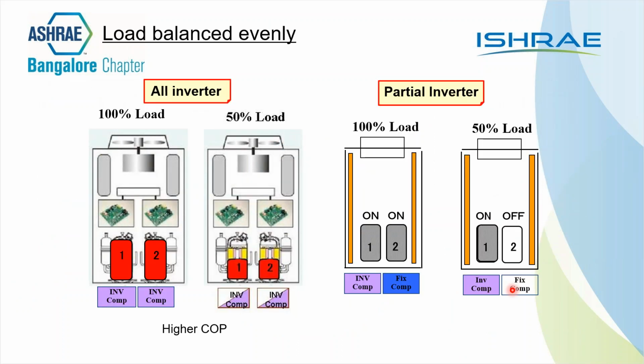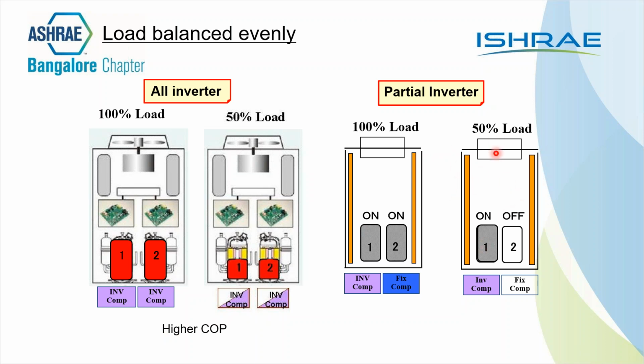Then, like I explained, in an all inverter compressor, the load is distributed equally. Because the load is distributed equally, you get a higher coefficient of performance. That means the compressor works more efficiently.